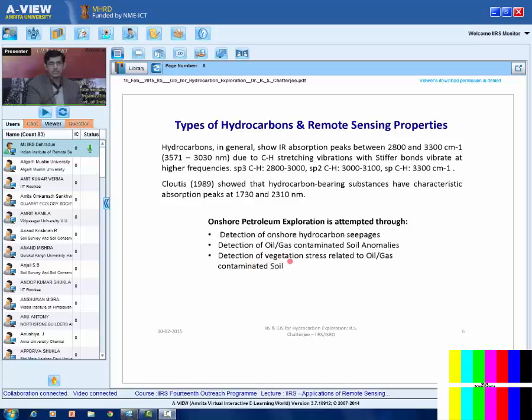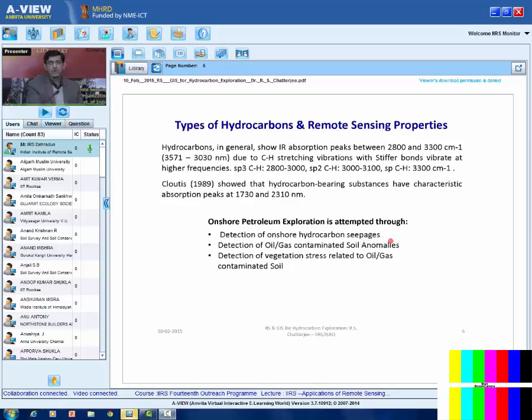Now, detection of vegetation stress also: sometimes where there is seepage of oil and gas, because of the contaminated soil, the vegetation stress can also be detected, and based on these kinds of criteria, we can identify some of the areas where there may be oil and gas underneath. But it is not possible everywhere.